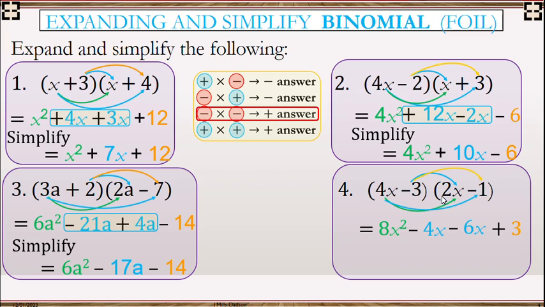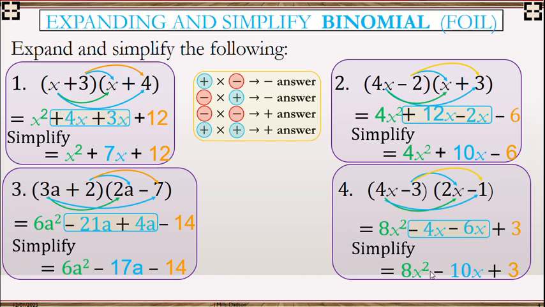Now we simplify the middle two terms. Negative 4x minus 6x. That means negative 4 minus 6. If you check on the number line, you're going to have negative 10x. So you have 8x squared minus 10x plus 3.